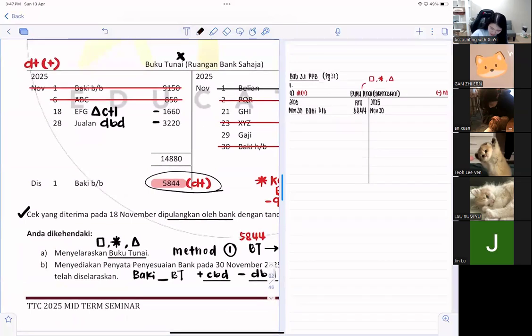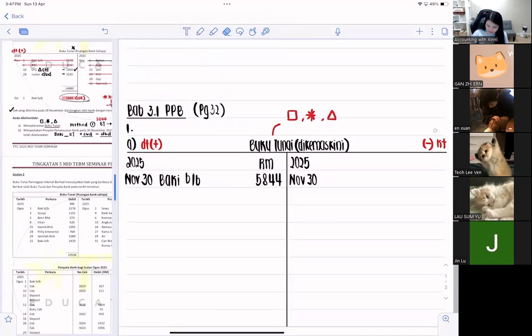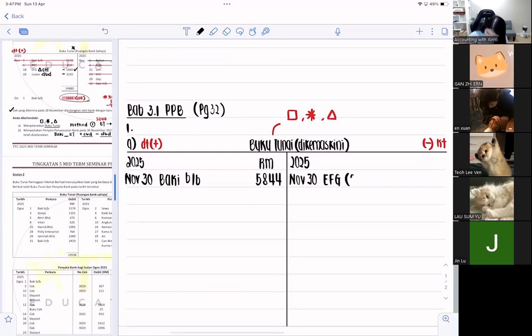Starting off with cek tak laku 1660. Can you see it's in a negative form, right? So if negative, I have to put it here on the credit side. Okay, so copy the name. It's called EFG (cek tak laku). Now we have to put an explanation by the side in brackets because EFG appeared in buku tunai before. Now it's the second time of you writing it. Of course, you need to tell me why. Just now it's positive, now you're negative. Why? The reason is cek tak laku. Okay, so to be exact, you explain 1660.